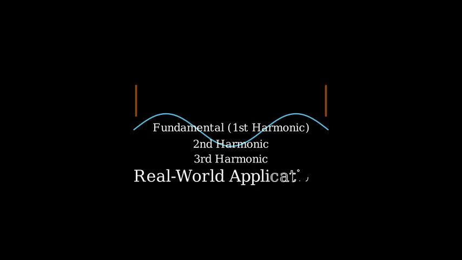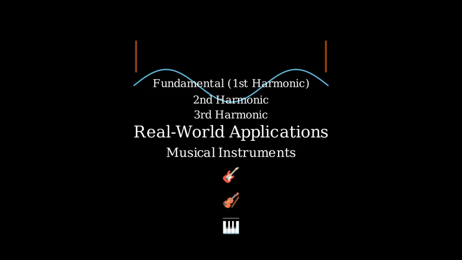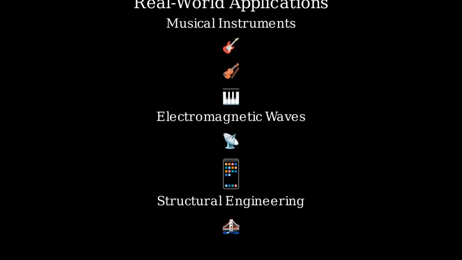Standing waves are not just theoretical concepts. They have many real-life applications. Musical instruments like guitars, violins, and pianos all use standing waves to produce sound. The different harmonics give each instrument its unique timbre or sound quality. Standing waves also occur in electromagnetic waves, like in microwave ovens where they're used to heat food. Engineers need to consider standing waves when designing structures like bridges to prevent resonance that could lead to collapse.